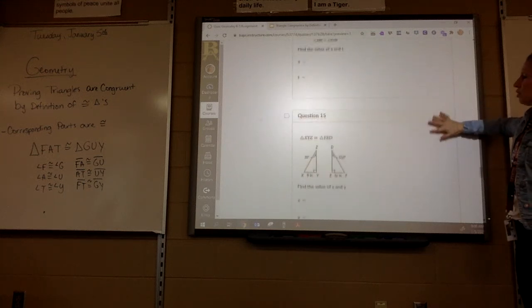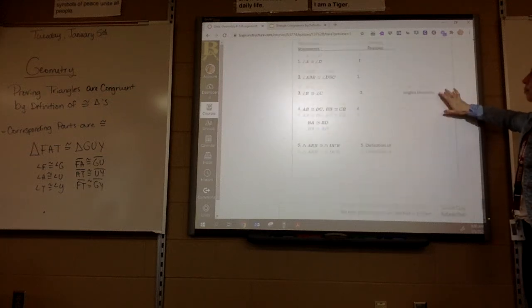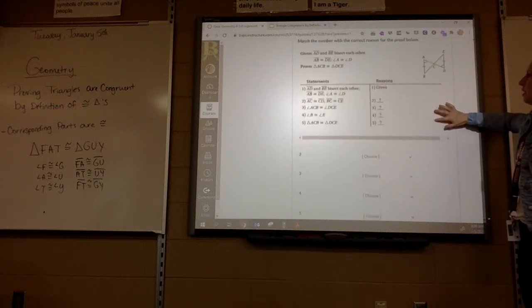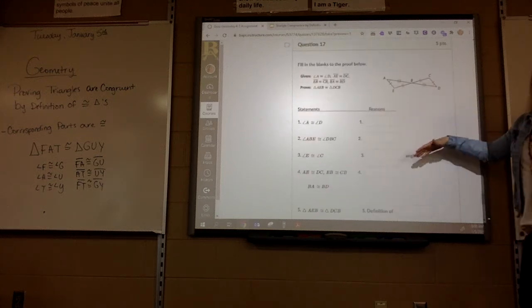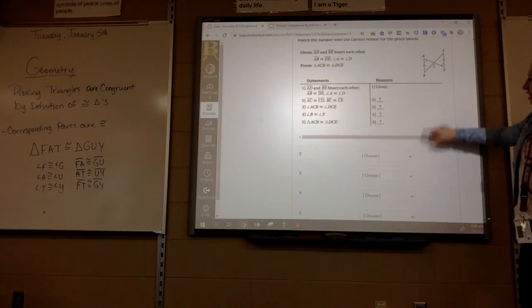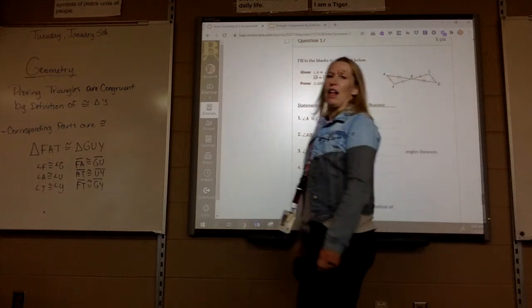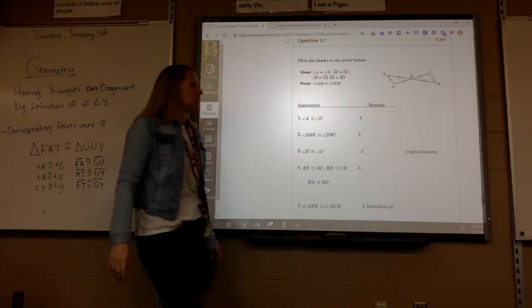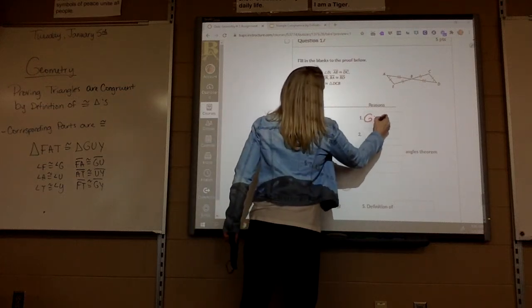You have a little bit of algebra. If you need help setting up, let me know. You've got a couple proofs. You want me to do one of these with you? Yeah. Let's do 17 because it's actually fill in the blank. Because 16, you got the drop down. Hopefully you can do it. So 17, it says angle A is congruent to angle D. What would that be? Given, good.